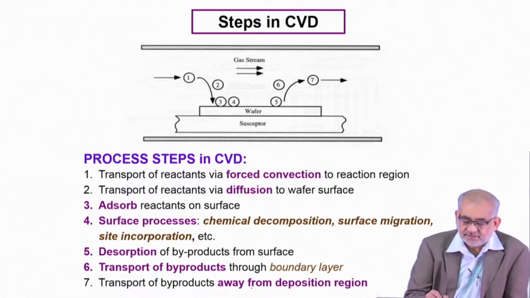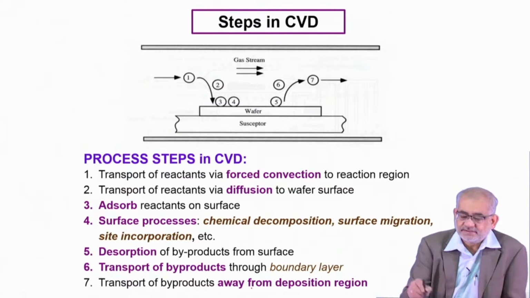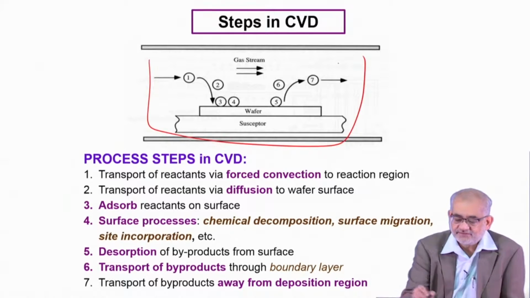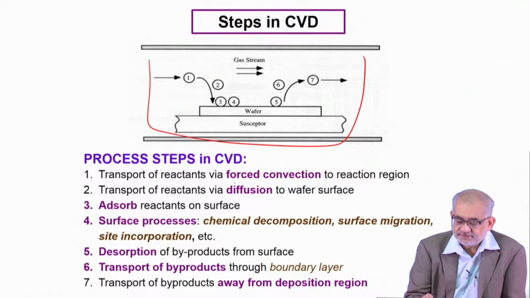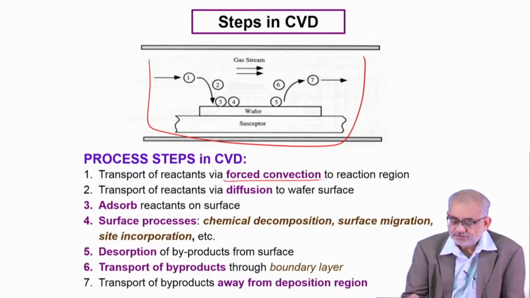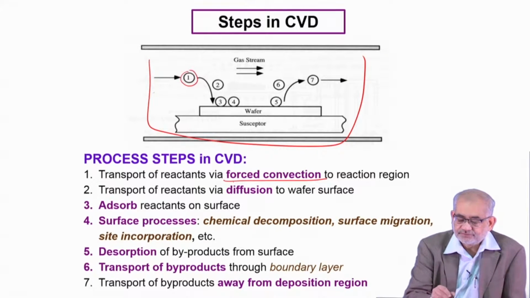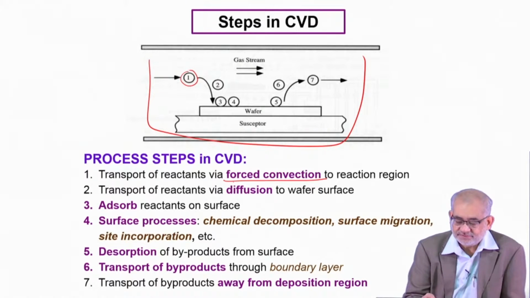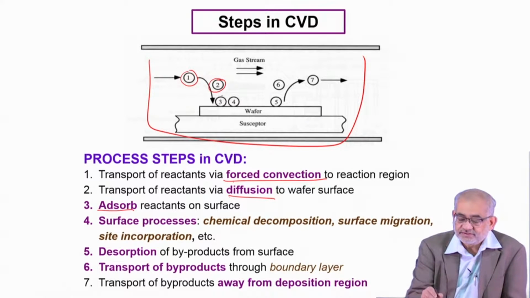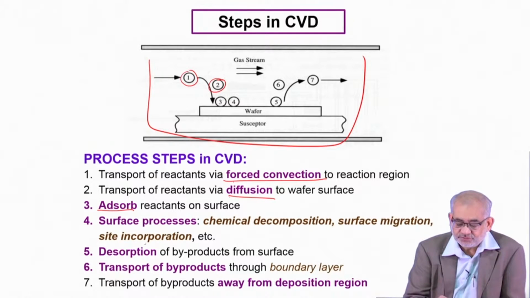So the process basically follows certain steps. Let's say a typical process like this will have, initially, you have to feed in the precursor gases through forced convection. So this is how the precursor gases come to the reaction chamber. Then they undergo a certain amount of diffusion onto the wafer or the substrate surface, and then they get absorbed. So this is where the reaction takes place, and the desired species get absorbed onto the surface.